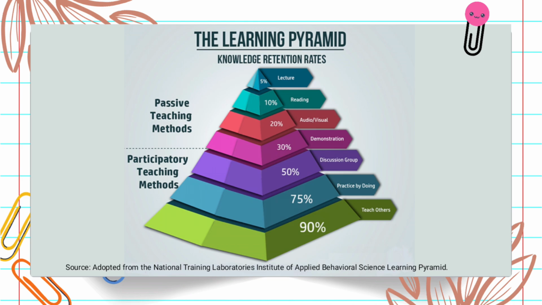The similarity between the cone of learning and the learning pyramid is that students get the highest percentage when they put their skills and knowledge into actions.